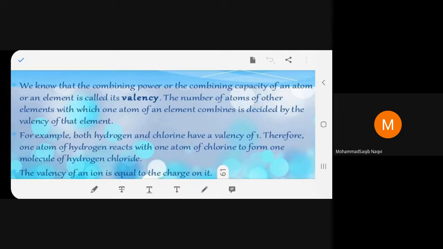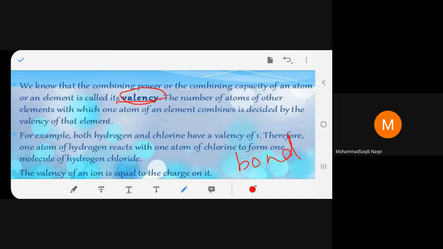So the capacity or the number of atoms of any other element with which an atom is combining, who decides that? Valency. How one atom will combine with another atom will be decided by the number of electrons present in the outermost shell, which is called valency. Is it clear to all of you? Yes, ma'am. And this combining is done by the formation of what, beta? Bond. This we have also studied earlier.